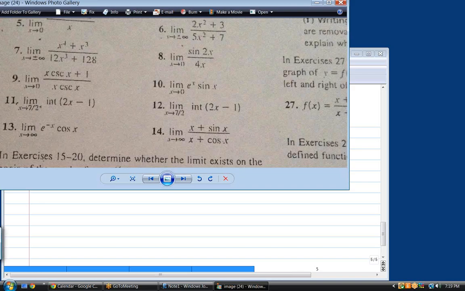In other words, the end behavior of any rational function is determined only by the highest degree polynomial. We don't even care about that x to the third. That doesn't matter. The only thing that matters is this x to the fourth. In the denominator, the only thing that matters is the 12x to the third. Well, which goes faster to infinity, x to the fourth or x to the third? X to the fourth. Right.